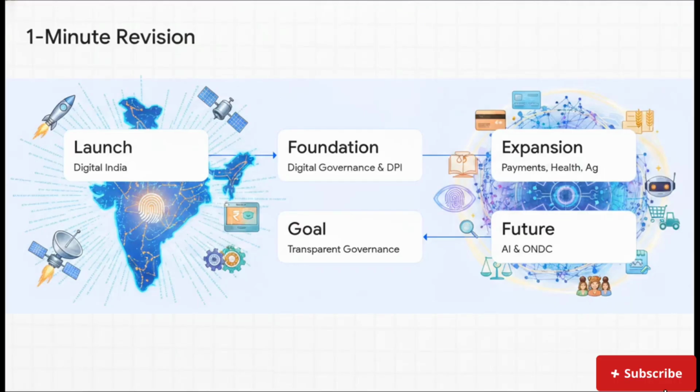Okay, let's move to our 1-minute revision and really connect all these dots into a cohesive story. It all started with the Digital India launch back in 2015. That launch led to the creation of digital governance and the core digital public infrastructure. Once that stable foundation was in place, it enabled these huge, sector-specific revolutions in payments, health, education, and agriculture. And today, that mature ecosystem is giving rise to advanced frontiers like AI and open networks. The ultimate destination for all of this is a truly transparent, inclusive, and empowered governance system.